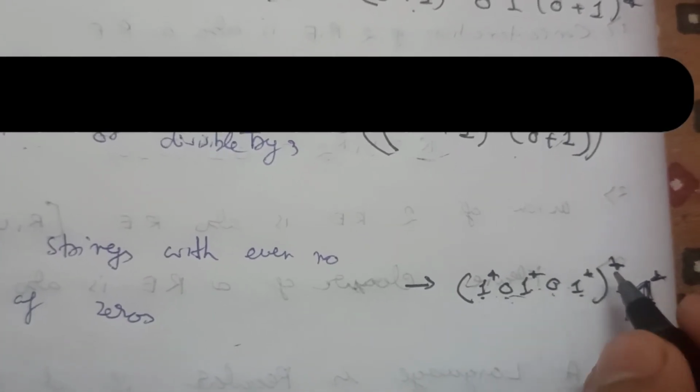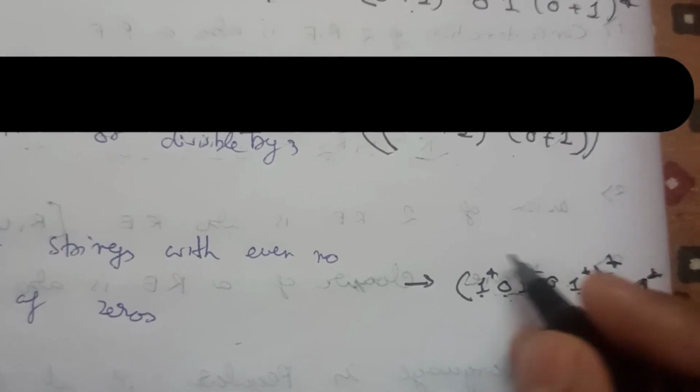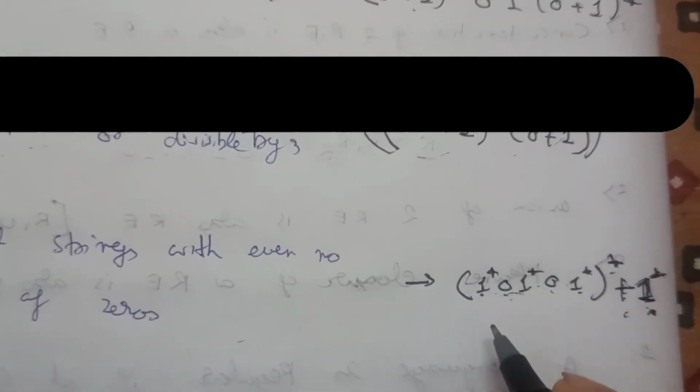So I have written this for that, and after that I have made a star of the whole thing, because there can be any number of ones and zeros possible here, in any combination. So this is for any even number of zeros, and this is for zero number of zeros. Okay, so I hope this is understandable.